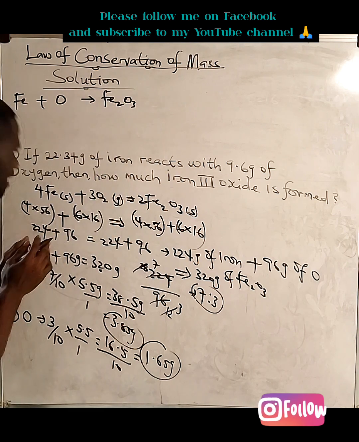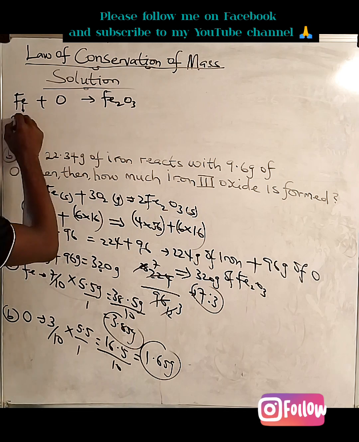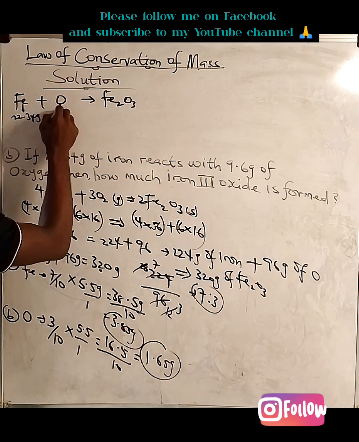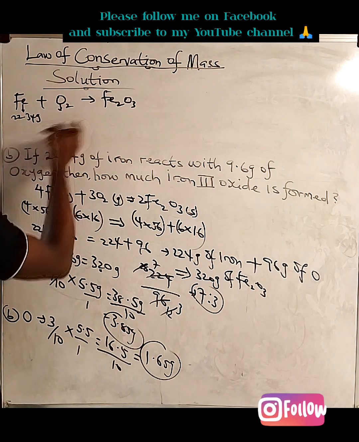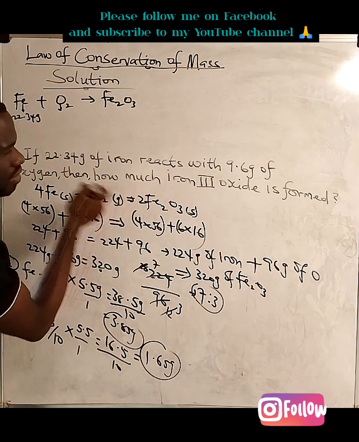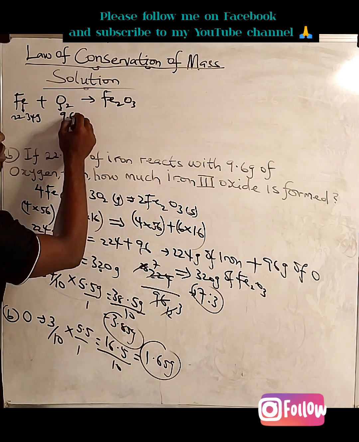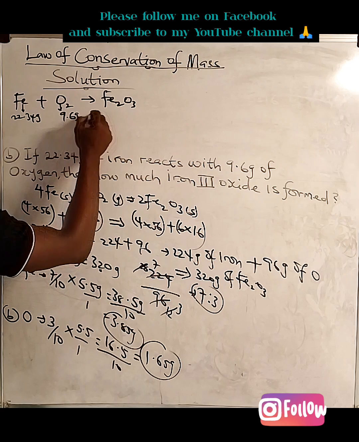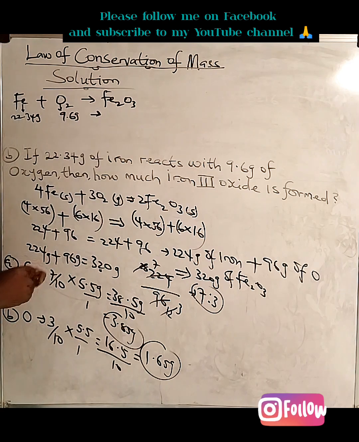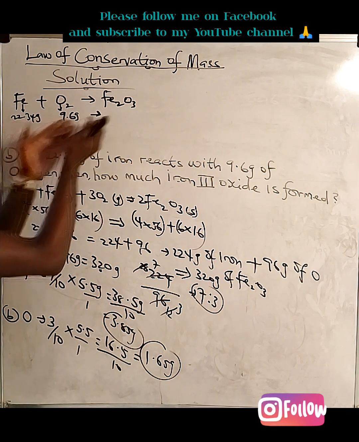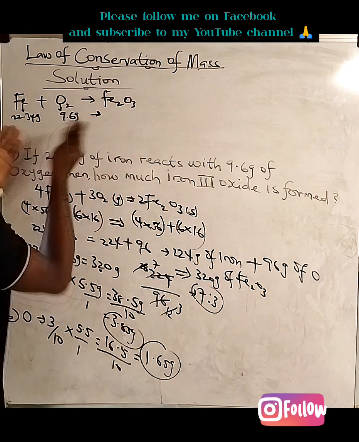So now if 22.34 gram of this reacts with this, so what's it going to be then? It reacts with 9.6 gram of oxygen. How much of this are we going to get? Now it's very simple. Since the law states that the total mass of the reactants is going to be equal to the total product, you just have to sum them up.